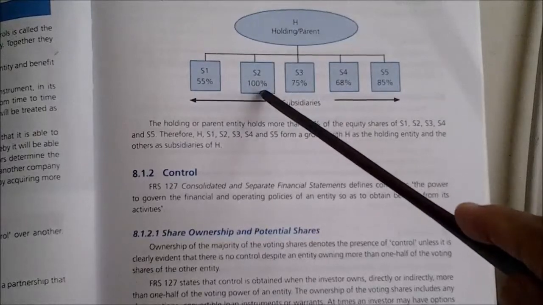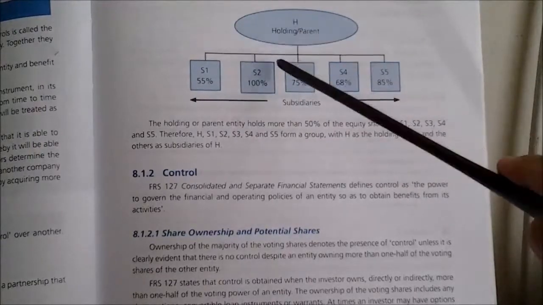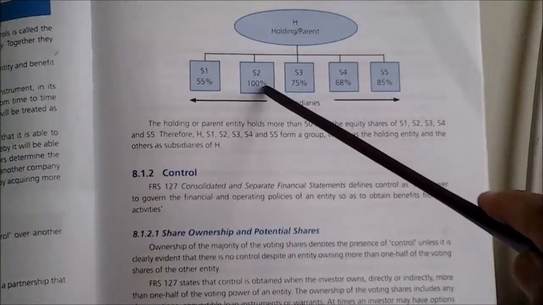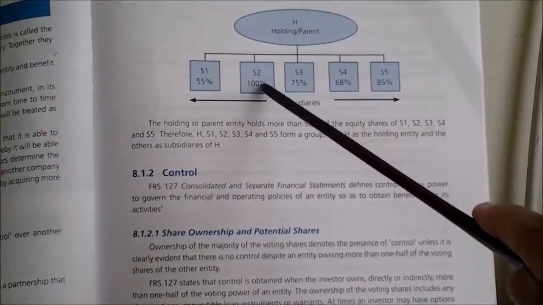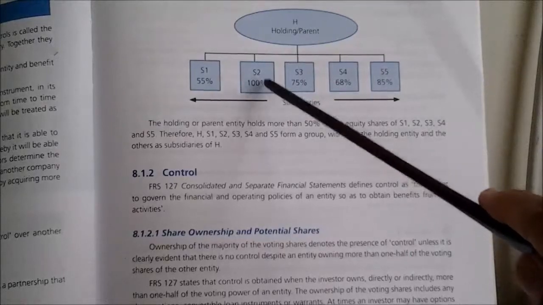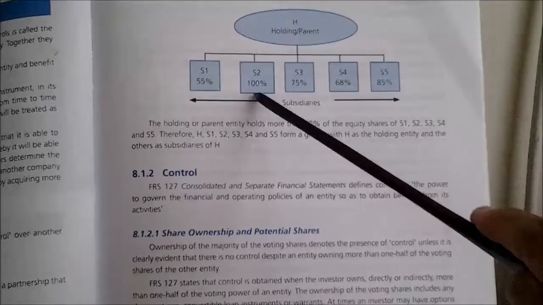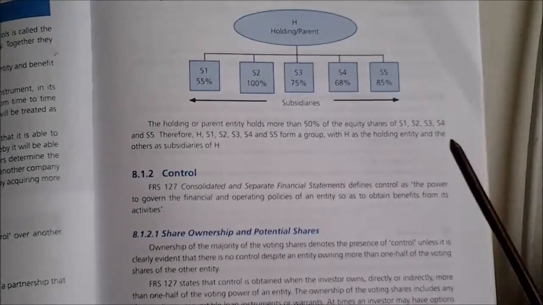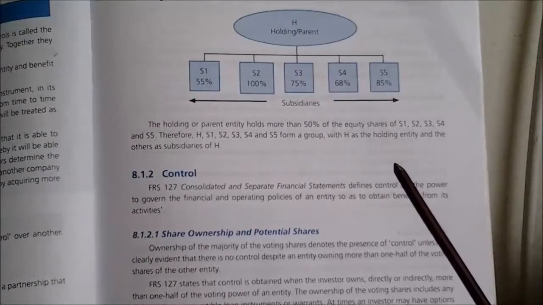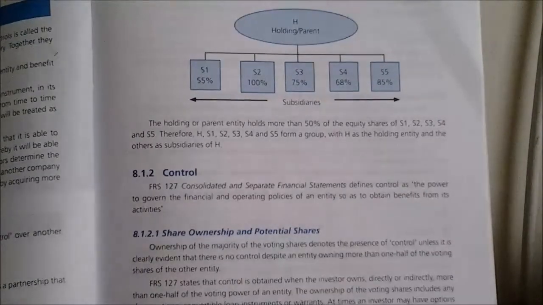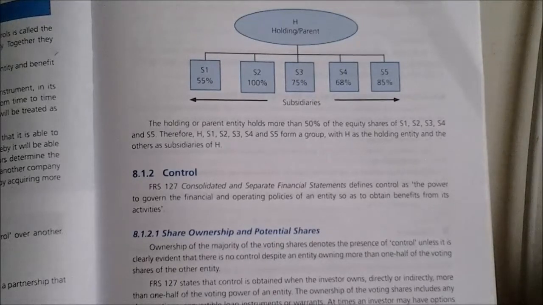S2: H holds 100% of the shares in S2. Therefore, this is a wholly owned subsidiary, meaning the subsidiary itself doesn't have any other shareholders. All of the shares are held by the parent company. And S3: H holds 75% of the shares, and the balance of 25% is held by the subsidiary.